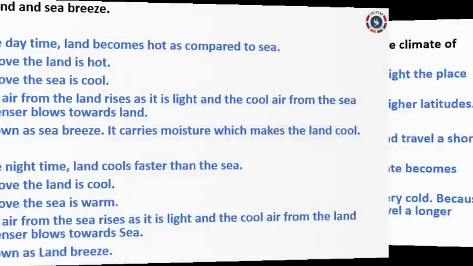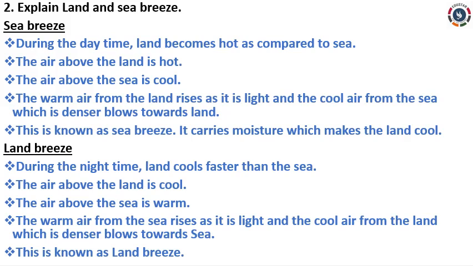Second question, explain land and sea breeze. Sea breeze. During the daytime, land becomes hot as compared to sea. The air above the land is hot. The air above the sea is cool. The warm air from the land rises as it is light, and the cool air from the sea, which is denser, blows towards land. This is known as sea breeze. It carries moisture which makes the land cool.